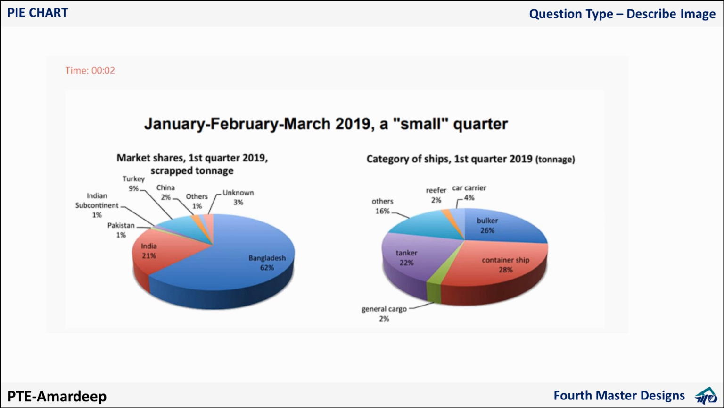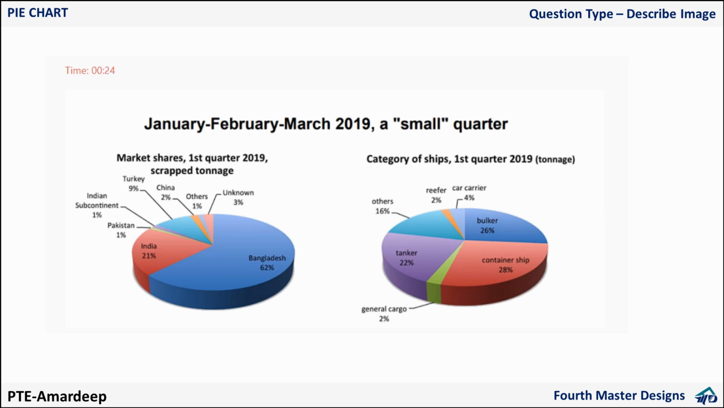The pie charts give information about market shares and categories of ships in first quarter 2019. Looking at the first pie chart in more detail, we can see that the percentage of Bangladesh was the highest, that is 62%, followed by India, for which the percentage was 21%. On the other hand, the percentage of others, Indian subcontinent and Pakistan, was the lowest, that is 1%.